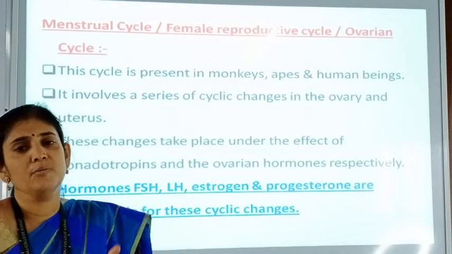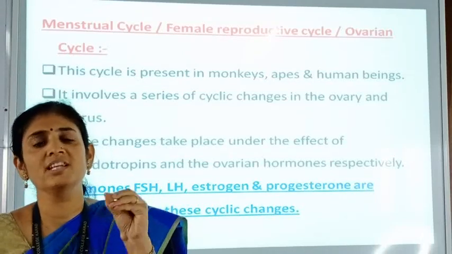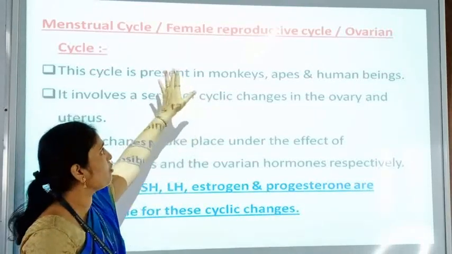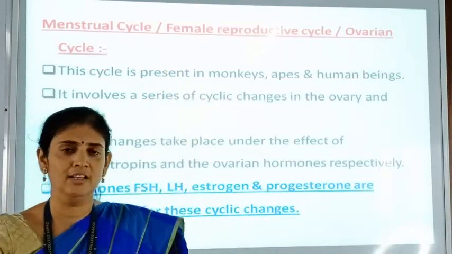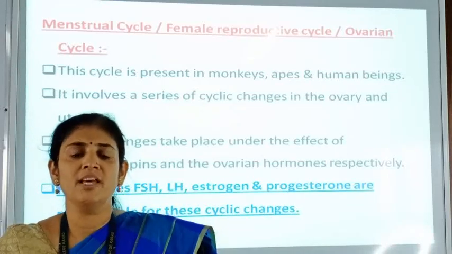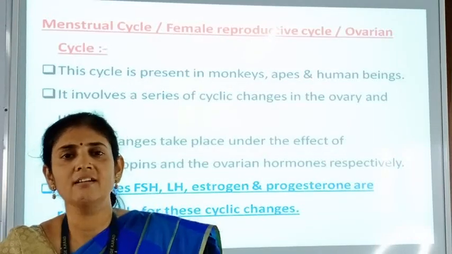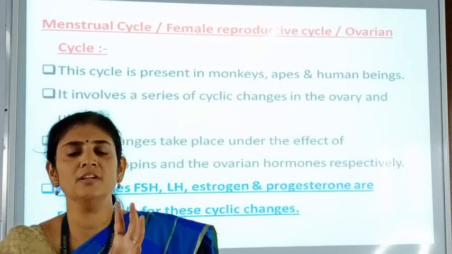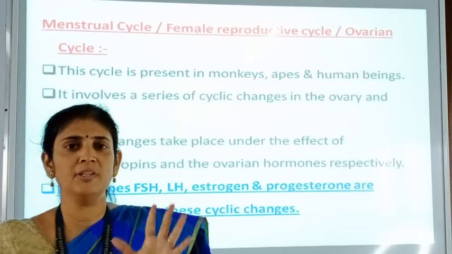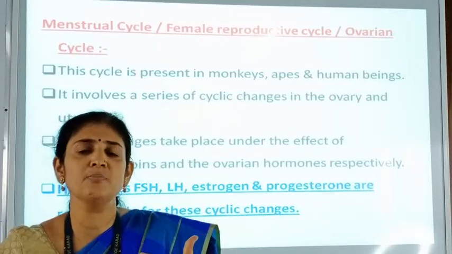From this human female reproductive system, the next point we have to study is the menstrual cycle, which is also called the ovarian cycle or the female reproductive cycle. This menstrual cycle is observed in females on the onset of puberty. At the age of puberty, this cycle starts operating in human females. First we have to see the introductory points of this cycle, and then study the different phases related to this menstrual cycle.